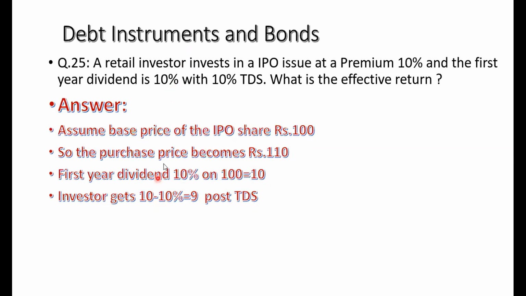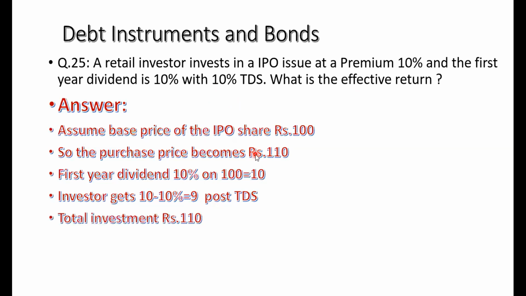The company is giving 10%, but they will cut 10%. So 10% of 10 is 1. 9 rupees only you will get. But to get 9 rupees, you have already invested 110 rupees. 9 rupees is the return you are getting, but you have already invested 110, including the premium. That is why the premium also has to be loaded for the overall return.